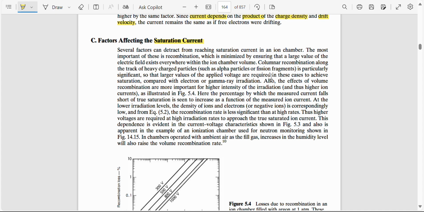And thus particles such as alpha particles or fission fragments are particularly significant, so that larger values of the applied voltage are required to achieve saturation. So to achieve saturation, a larger applied voltage is required. With electrons or gamma rays irradiation, the effect of volume recombination is also more important for higher intensity of irradiation and thus higher ion current.